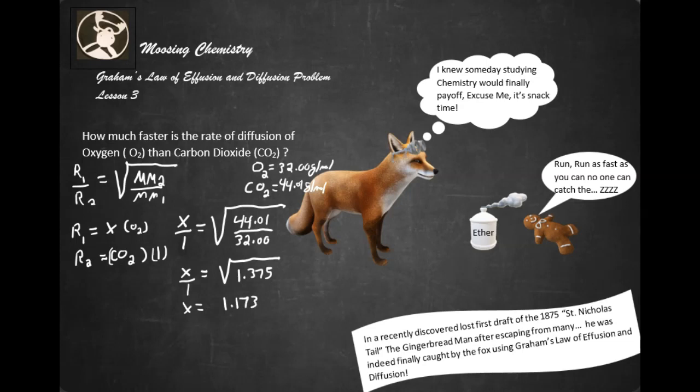This means that oxygen, which is the lighter gas, diffuses 1.173 times faster than carbon dioxide.